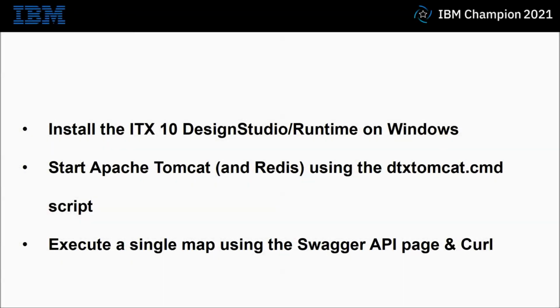In today's demonstration, I'm going to show you how to install the ITX Design Studio and Runtime components on the Windows platform. I shall be using version 10.03. It's pretty much the same for version 10.1 as well. We're then going to be starting the Tomcat and Redis instances using the DTX tomcat.cmd script. Finally, I'm going to show you how to execute a single map by accessing the Swagger API page and using the curl command at a command prompt.